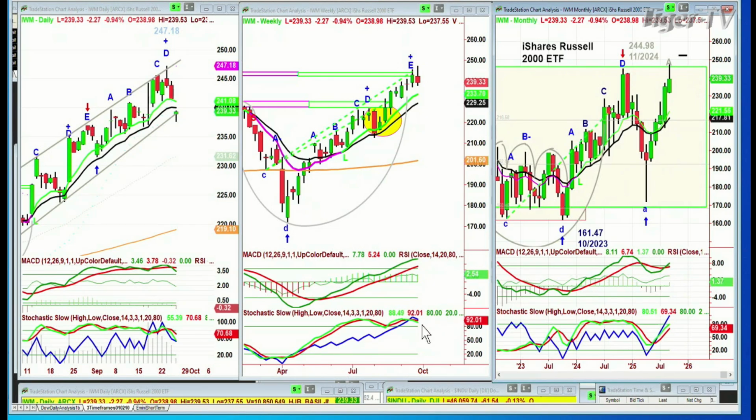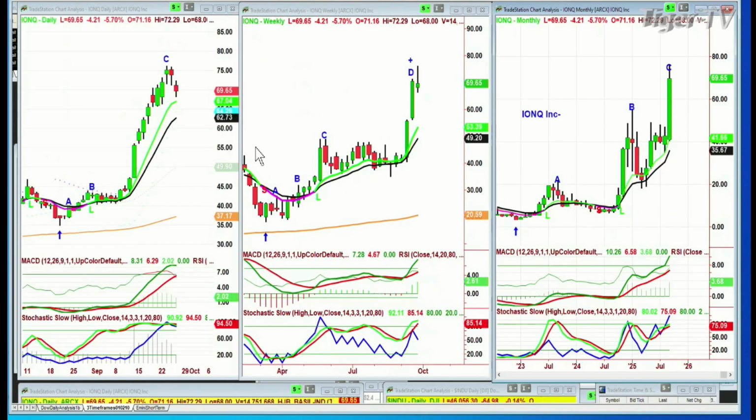But look at the weekly chart, 92% in the stochastic. And here we are at 247, and the price is intraday. We're almost at the high of the day. 239.53 was the high, and we're at 239.31. So I'm looking at this and saying it's a work in progress, even though my gut says, gee, we've had some crazy action here. IONQ, a whole bunch in this particular area. Look at that. Down 4 points today at 69.49 after hitting an all-time high 2 sessions ago in the 75s.